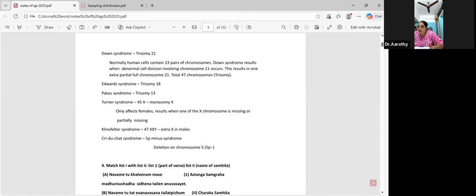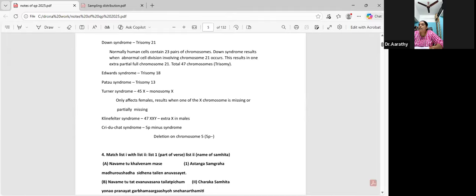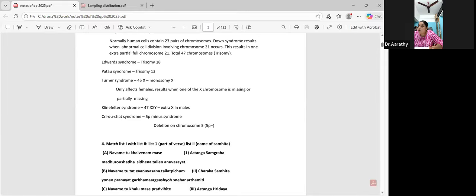Then Edwards is trisomy 18. Patau is trisomy 13. And Turner's is 45X, which means one X is missing. So you need to understand that Turner's occurs in females. It affects only females where one X is partially or completely missing. Okay. Then Klinefelter syndrome is 47XXY, which occurs in males, so there is an extra X in those people. Then Cri-du-chat syndrome is 5p minus syndrome. That is deletion of part of chromosome 5. That is what Cri-du-chat syndrome says.